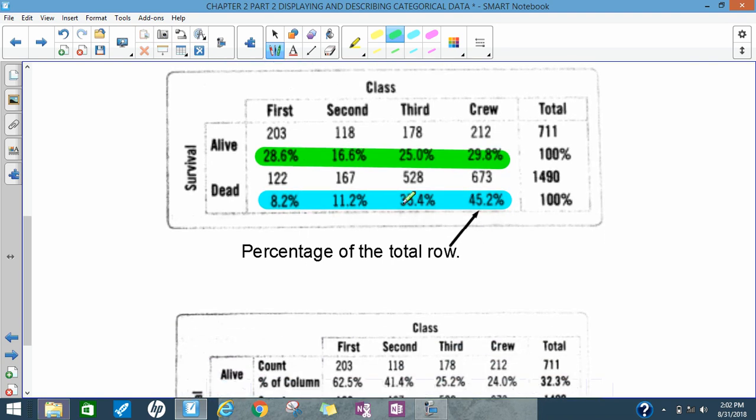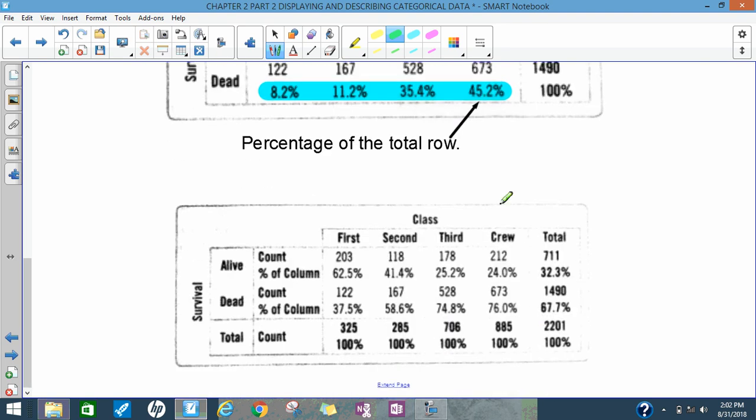So you can see, as far as the amount of people who died go, it looks like first class has a much smaller percentage of the total number of people dead, and the crew members made up about half of the people who died. We can do that same idea with the columns.